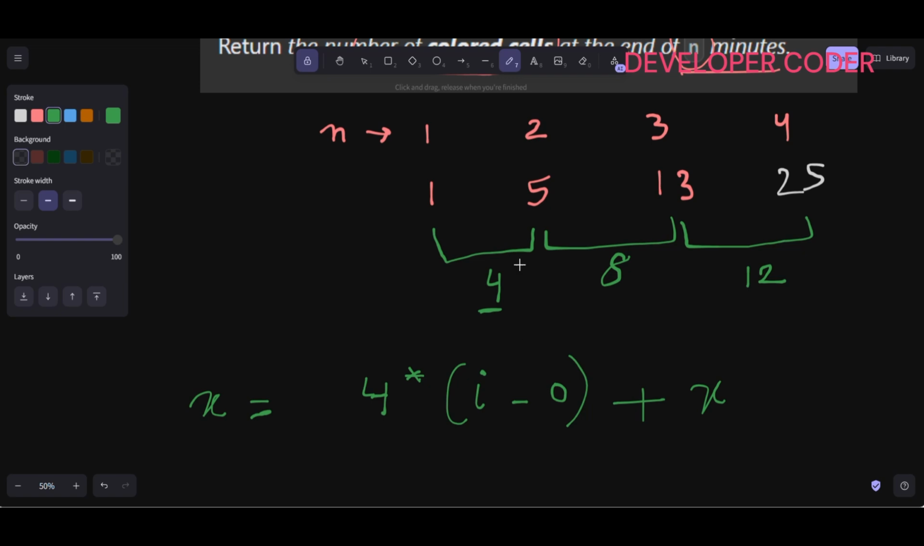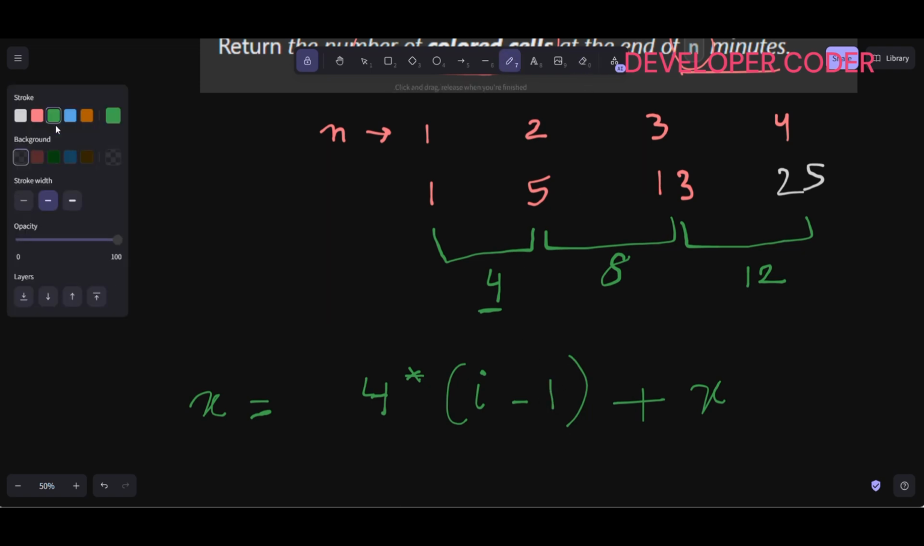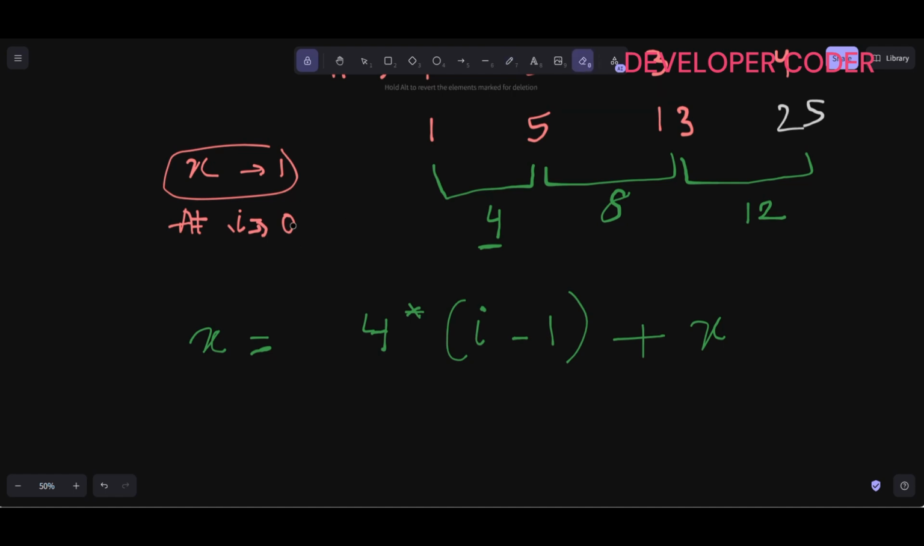What I'm going to do here, it should be I minus 1, not I. Now see, at I is equal to 0, that simply means at 0 minute. So initialize x to 1. Initialize x to 1. Now when my I is 0, I is 1. Initialize I as 1 as well.